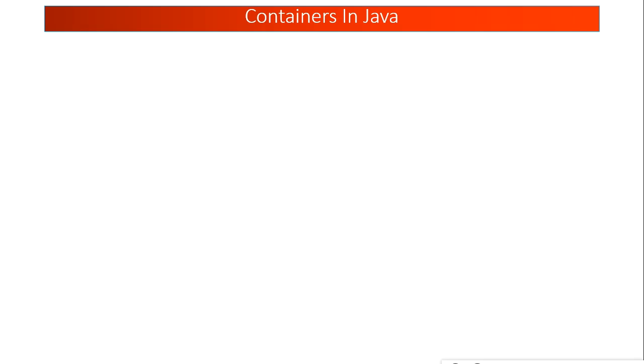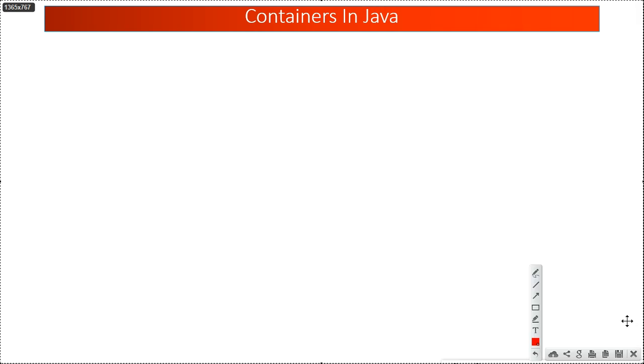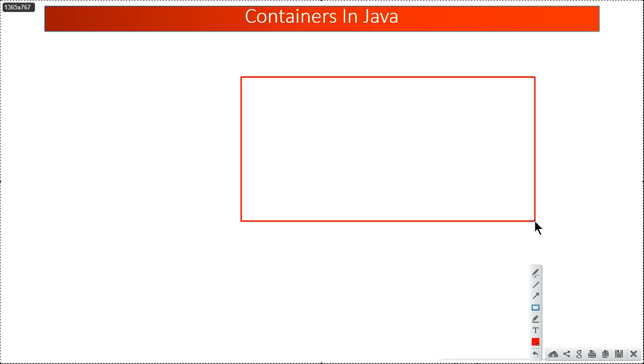What are containers in Java? Whenever we are working with a GUI application, it gives you a pop-up window, a pop-up box like this one. This is called a container. How will you create a container where you can place different objects?